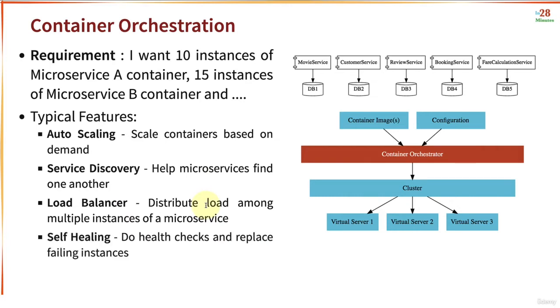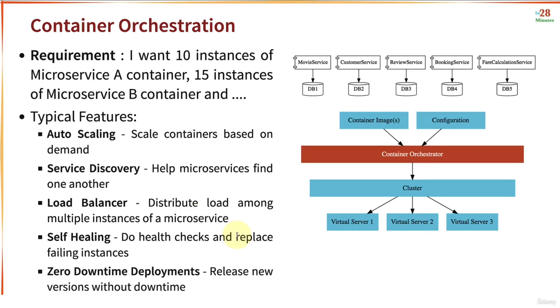You also want self-healing. Whenever we go to the cloud, we assume failure. Some of the instances of your microservices will fail. So you want to be able to detect failure. You want to be able to identify that a specific container is not healthy. And you'd want to be able to replace it with a healthy instance. So you'd want self-healing. You want to do health checks and replace failing containers with healthy containers.